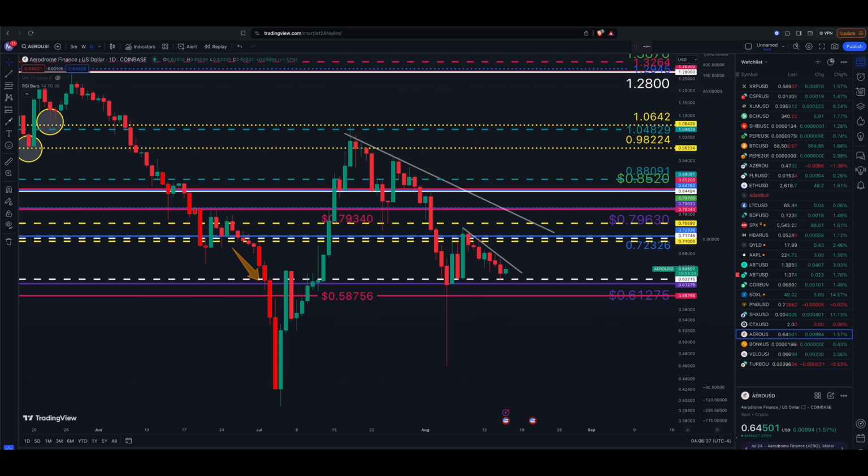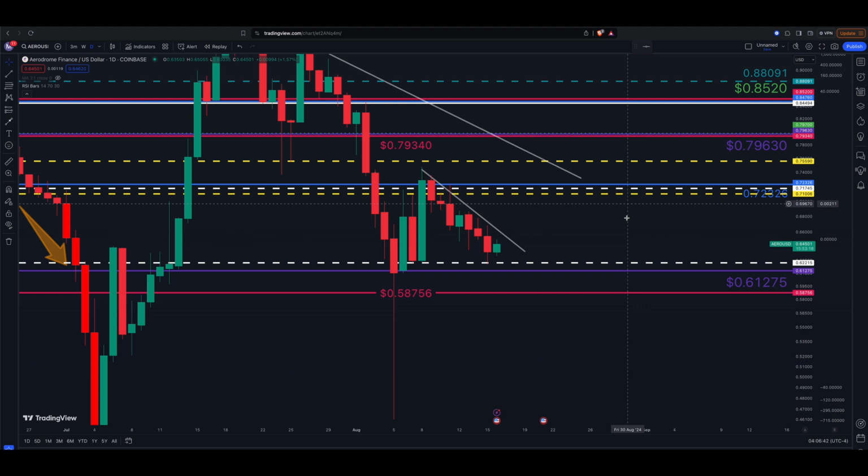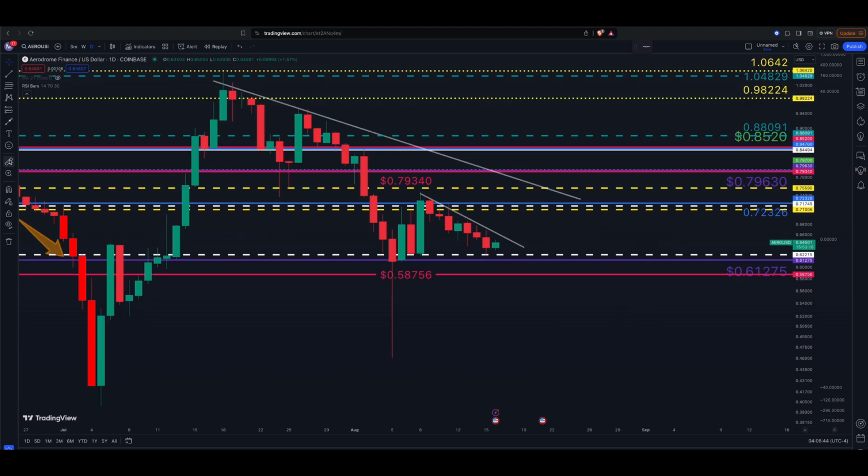So let me zoom in here. Basically, we have a new low on the 12th, a new low on the 13th, a higher low on the 14th, a new low yesterday on the 15th, and then today so far is another higher low. So we want to start with that, and then we look for a move to the upside.